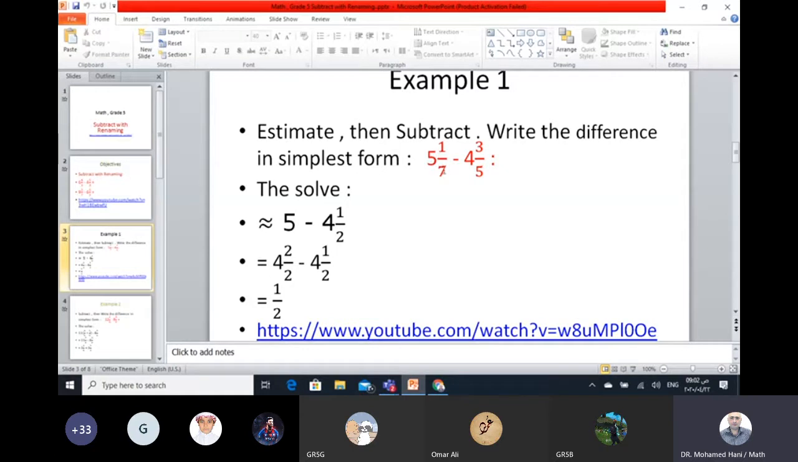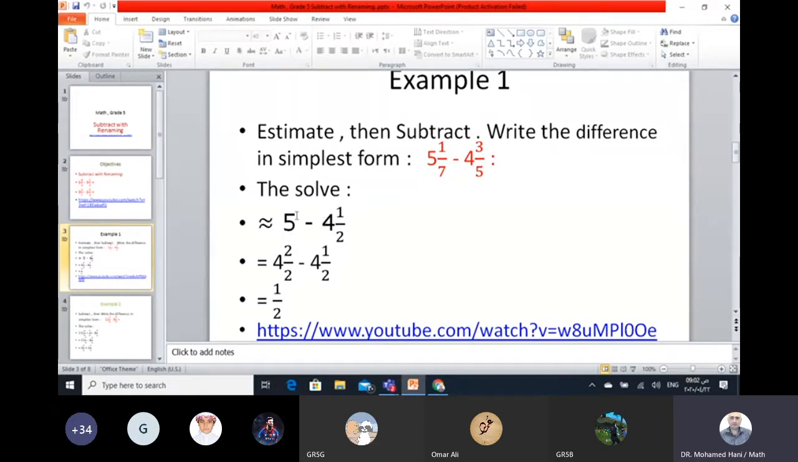As you see, at the first mixed number we have the fraction 1 over 7. Comparing the numerator and denominator, 1 is very, very small compared with 7, so the rounding here will be 0. So I now have 5. Minus, here we have 3 over 5. 3 is about half of 5, so the rounding here will be 1 over 2. So here we have 4 and 1 over 2.